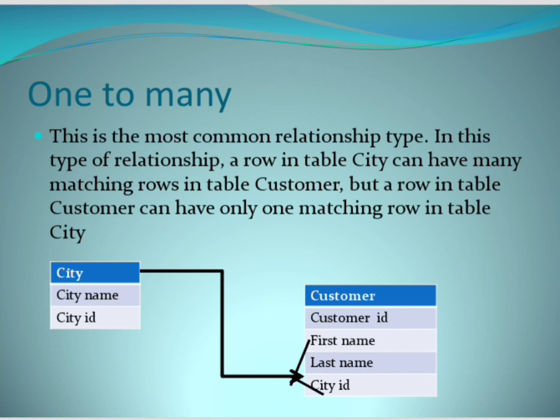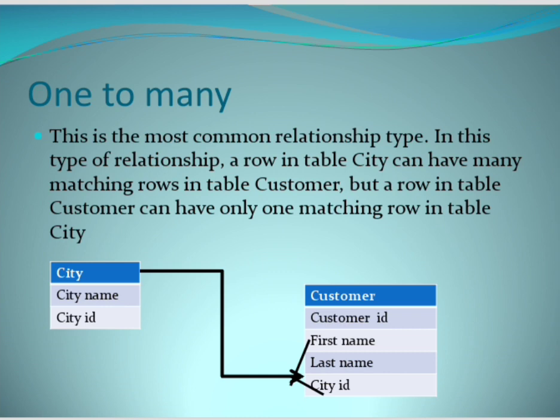So one to many. Now we have to show the one to many relationship. This is the most common relationship type. In this type of relationship, a row in a table city can have many matching rows in a table customer, but a row in a table customer can have only one matching row in a table city. So this is city name, city ID, and in customer, first name, last name, city ID. So city has three matching rows in the customer table.